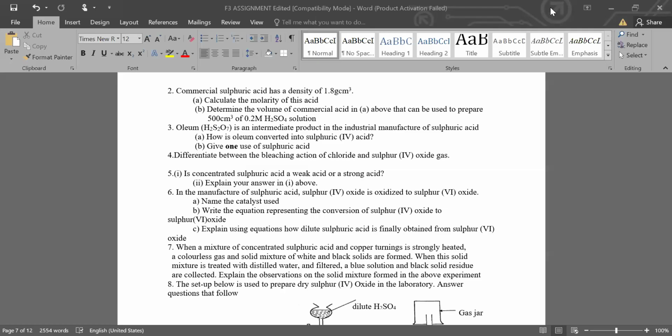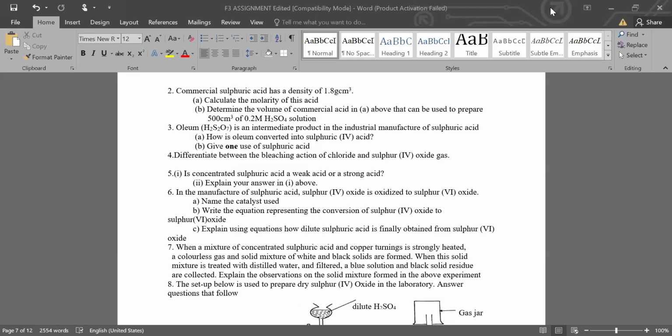Is concentrated sulfuric 6 acid a weak acid or a strong acid? Explain your answer in one above. Concentrated sulfuric 6 acid, is it a weak acid or is it a strong acid?